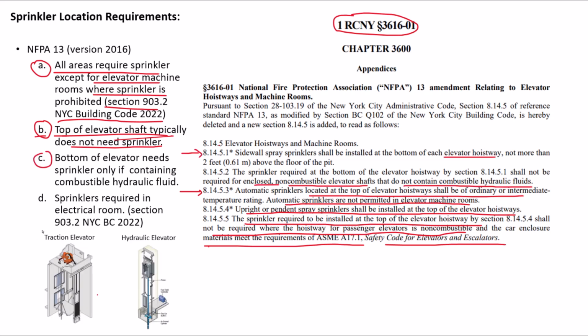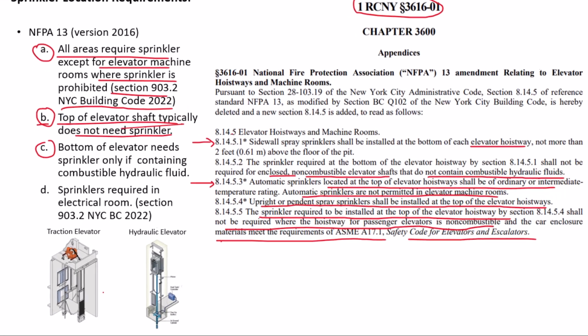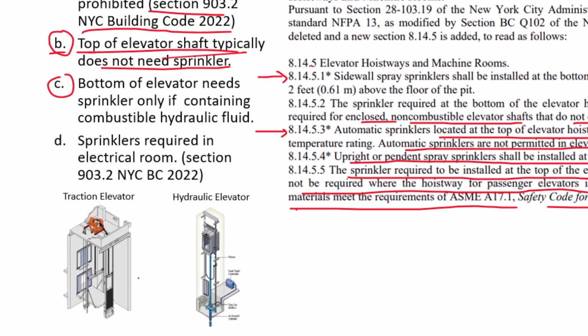So this is what a traction elevator is, as well as a hydraulic elevator. So the difference is, with a traction, you have a motor that has some sort of pulley system, and that will actually move the elevator up and down the shaft. A hydraulic is basically a system where you have a fluid which is actually pumped, and that provides the force to move the elevator up and down the shaft. So if this fluid is combustible, then you would need the sprinkler at the bottom of the shaft.